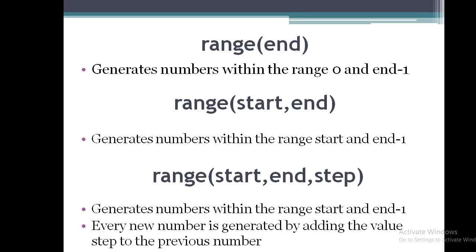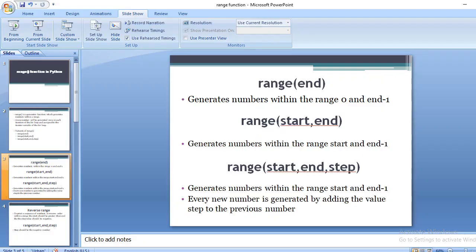So you can generate a sequence of numbers by adding a particular step value. In other programming languages, it's called incrementation value, but in Python, it's called step value to generate a new number. So every new number is generated by adding the step value to the previous number, right? So this will be the most useful feature in the Python range function to generate a sequence of numbers of any type. Okay, let us have a small demo on this.